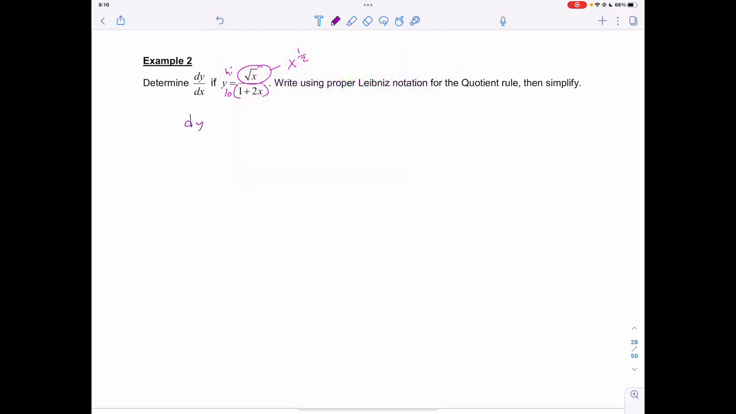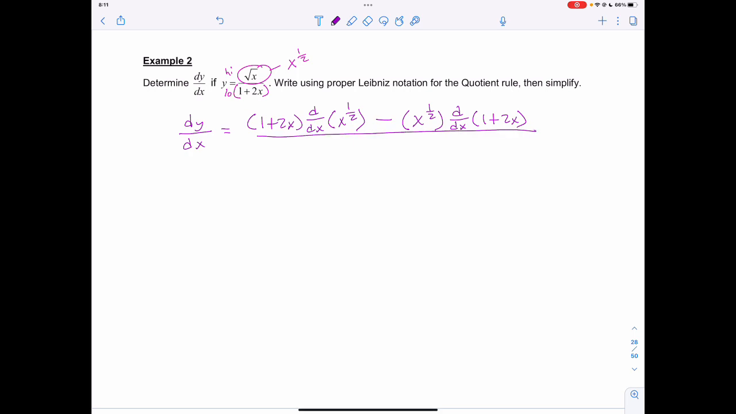So I'm going to say that dy over dx is equal to low, 1 plus 2x, times the derivative of high, minus high, times the derivative of low, and that is all going to be over low squared.